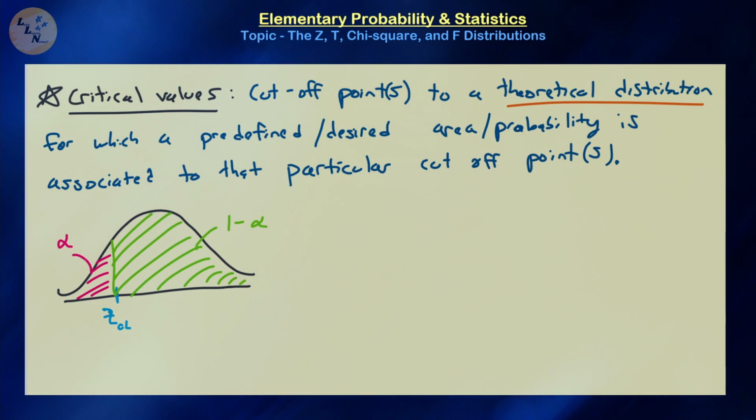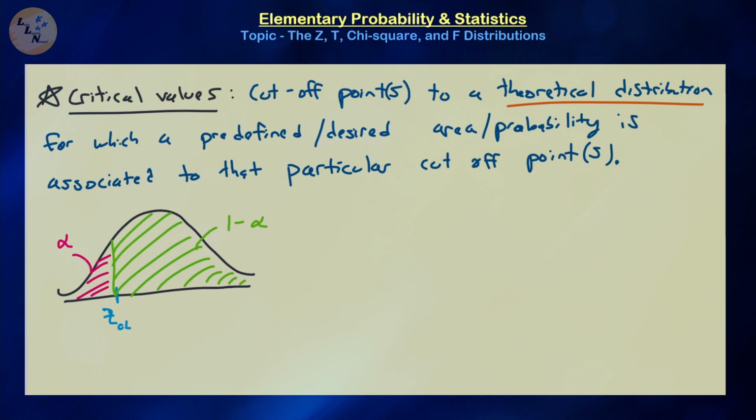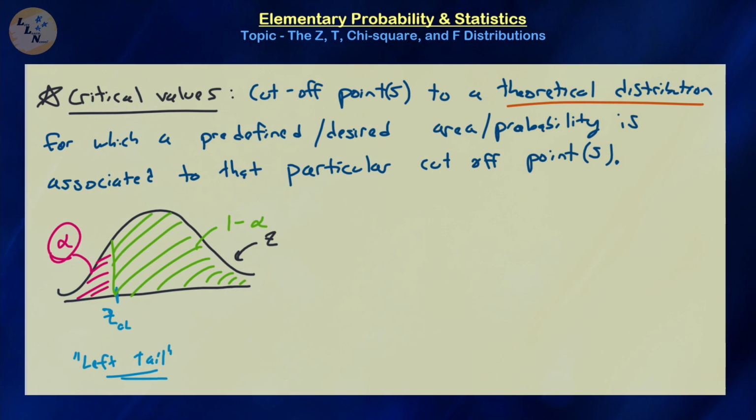Okay? So for example, if I say let alpha be equal to 5%, what is the value ZCL that is going to be associated to that alpha value where this picture is associated to, say, a Z distribution? So every time you have a picture like that where you want your alpha to be in the left tail, this is usually what we refer to as a left tail critical value.